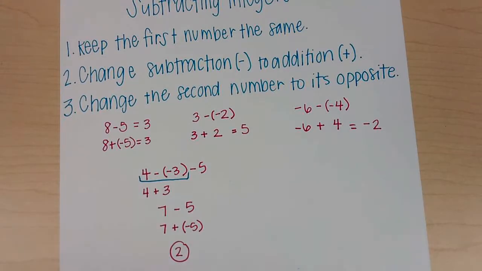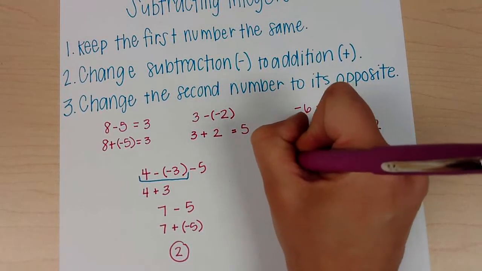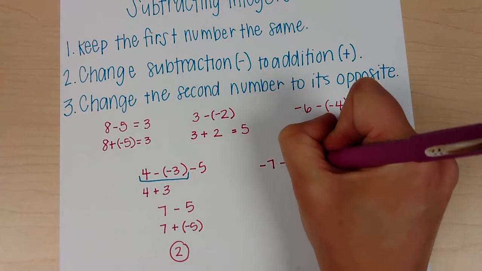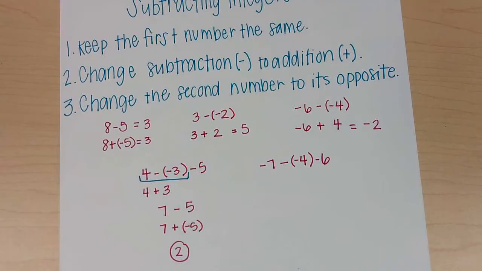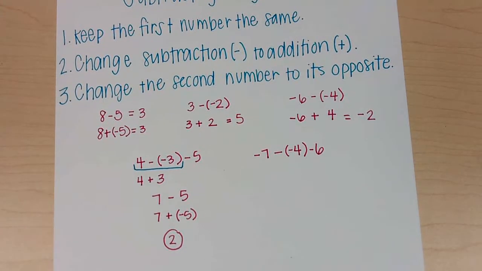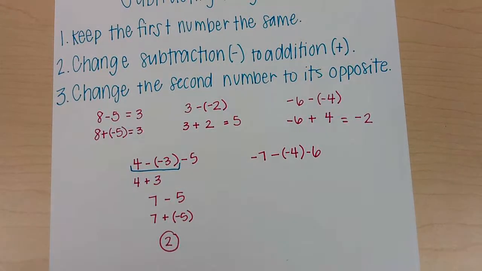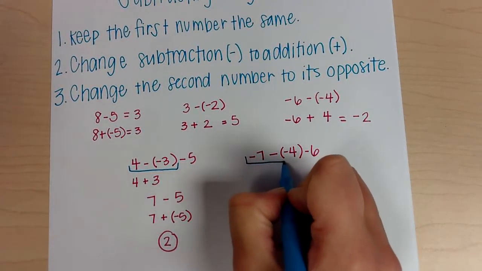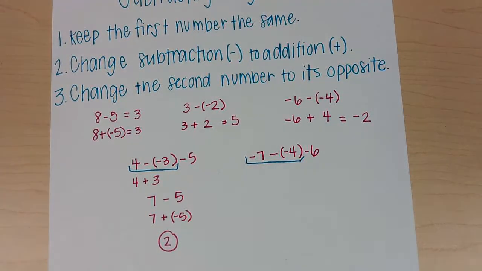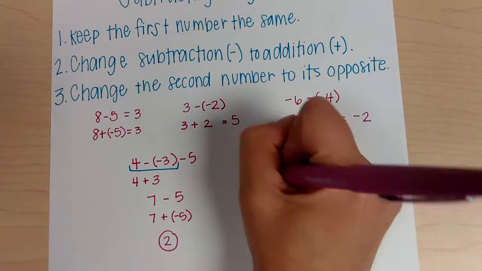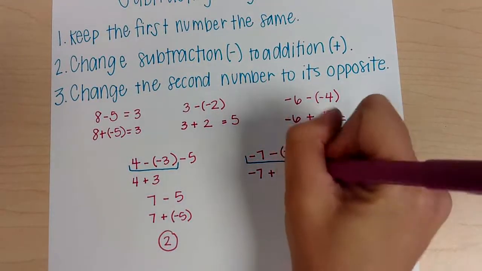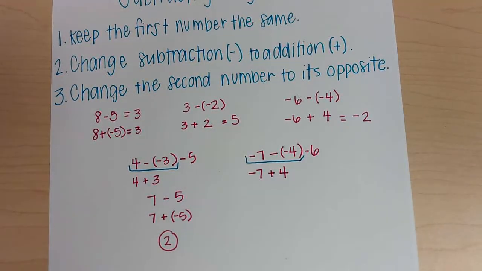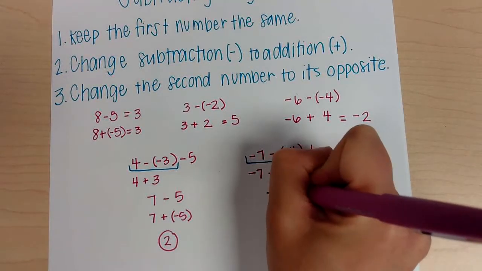All right, let's do one more like that. If I have -7 minus -4 minus 6, what will I get? Again, I'm going to go ahead and make sure that I start with the first 2 terms. I go ahead and rewrite it. -7 plus +4. -7 plus +4 leaves me with -3.